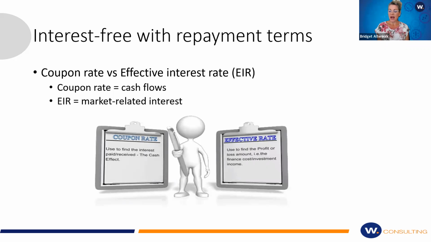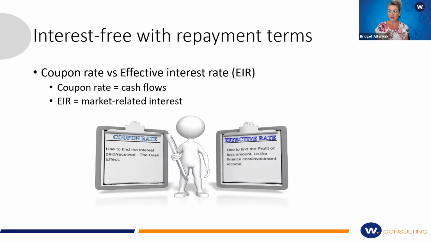The coupon rate, I always say, think of the letter C and think of cash flow statement. The coupon rate is going to drive the cash flows which are payable or receivable attached to that instrument. The bank, for example, may require you to pay 10% per annum interest. So that would be the coupon rate, because that's going to drive the cash interest that you need to pay to the bank. Whereas the effective interest rate is the rate which is going to influence what gets recorded in your statement of profit and loss and other comprehensive income.